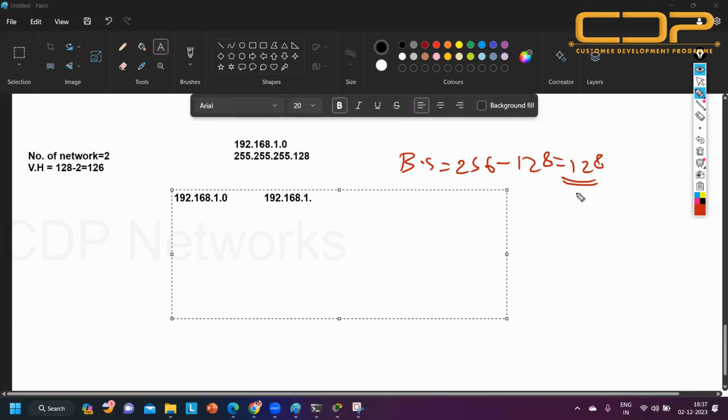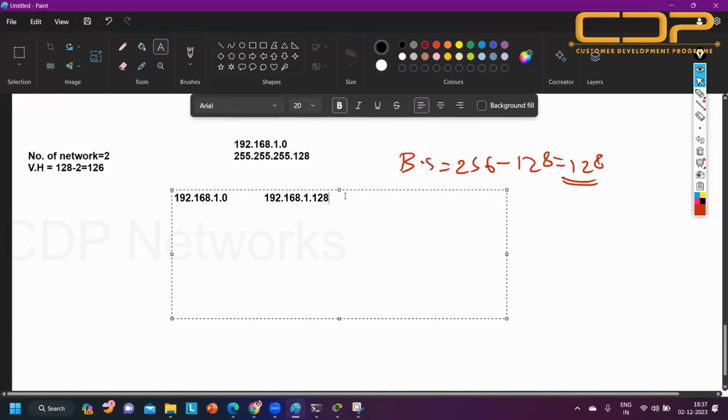You need to remember only these three formulas: how to find number of networks, how to find valid hosts, and how to find block size. You can solve all questions of subnetting. So now my block size is 128. I can add my block size where the value is changing, where the last 1 is present. So here I will add 128. That means this is my first network, and this is my second network.